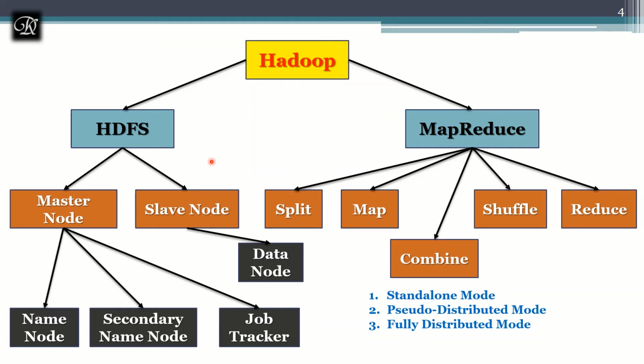The next one is fully distributed mode. The fully distributed mode has the name node, secondary name node, job tracker, and data node all on separate hardware. This is what is configured in the industry. The first two are used for educational, academic, or research purposes. But the fully distributed mode is used in the industry, where they have a separate name node, separate secondary name node, and job tracker.